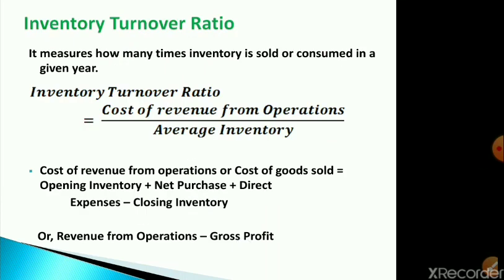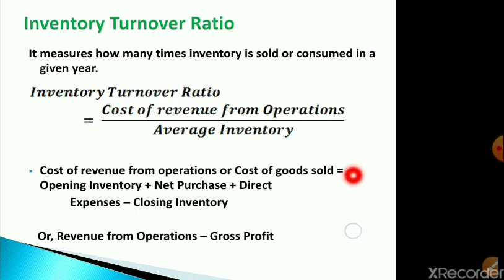The types of turnover ratios are inventory turnover ratio, trade receivables ratio, trade payables ratio, and working capital ratio. In this part, we are only going to learn about the inventory turnover ratio. Generally, this ratio measures how many times inventory is sold or consumed in a given year. So, the inventory turnover ratio is a relationship between cost of goods sold and average inventory. Cost of goods sold is also written as cost of revenue from operation divided by average inventory.